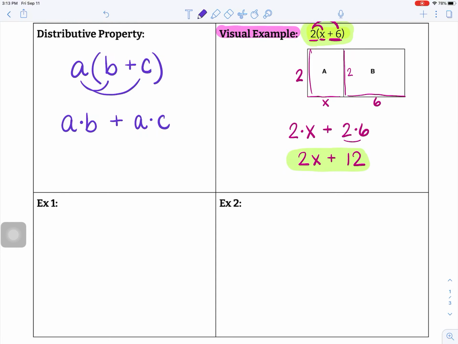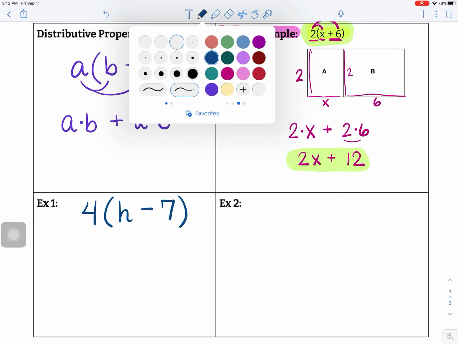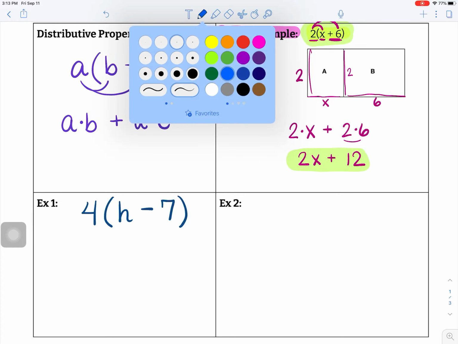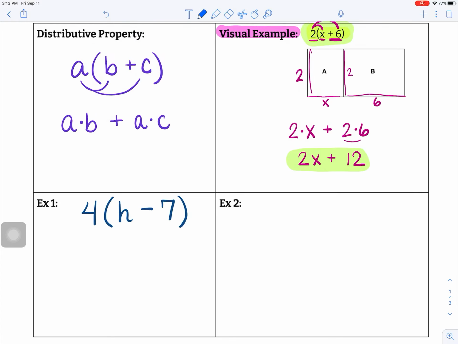Now, if I had to guess, symbolically, you're looking at that definition and you're like, Miss Powers, what the heck are you saying? Let's look at another example. So I want to use the distributive property on this expression. So let's write that down. 4 times h minus 7.